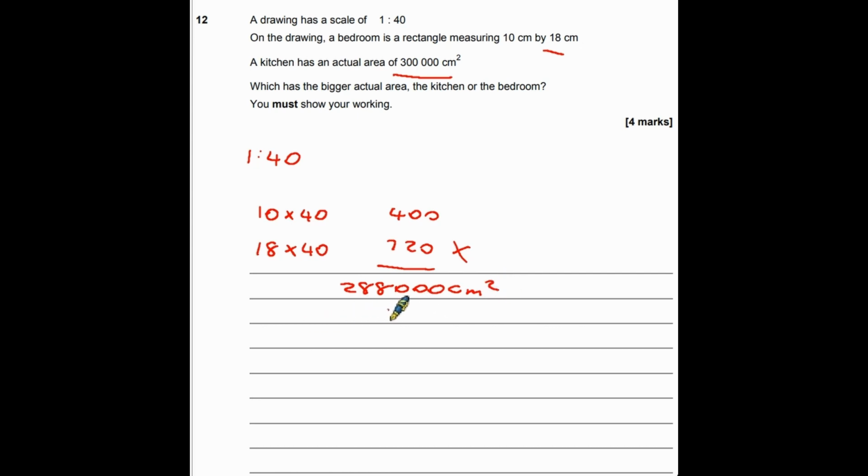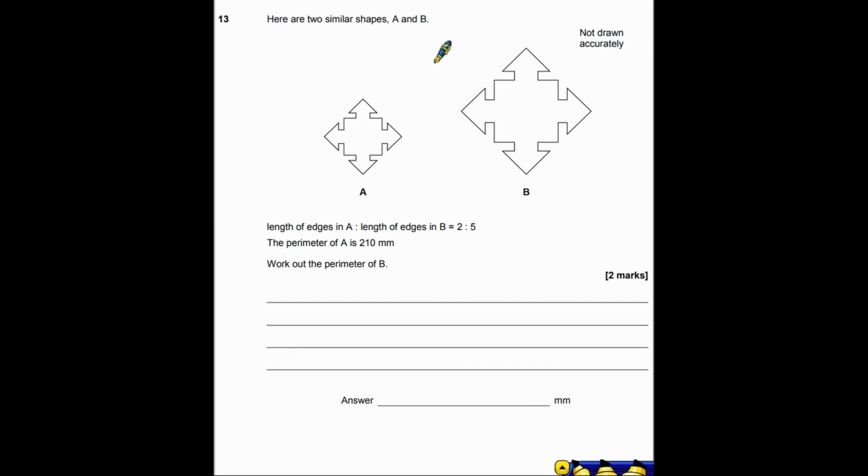So the bedroom is 288,000, the kitchen is 300,000, so it is the kitchen which is the larger room. Question 13. Here are 2 similar shapes, so they are different sizes but the same proportion. They're labelled A and B.